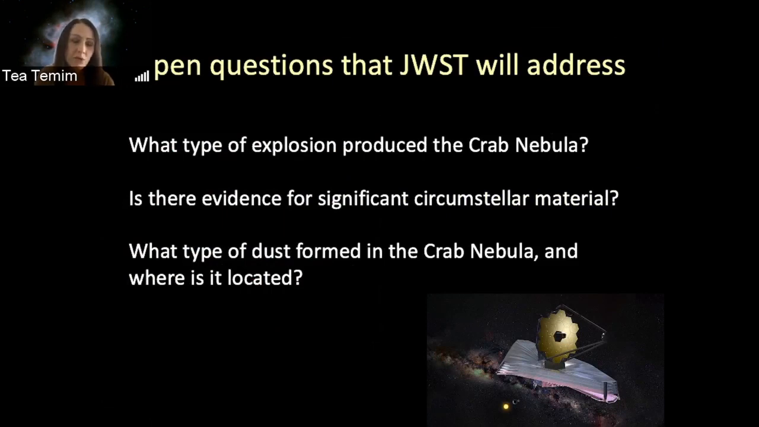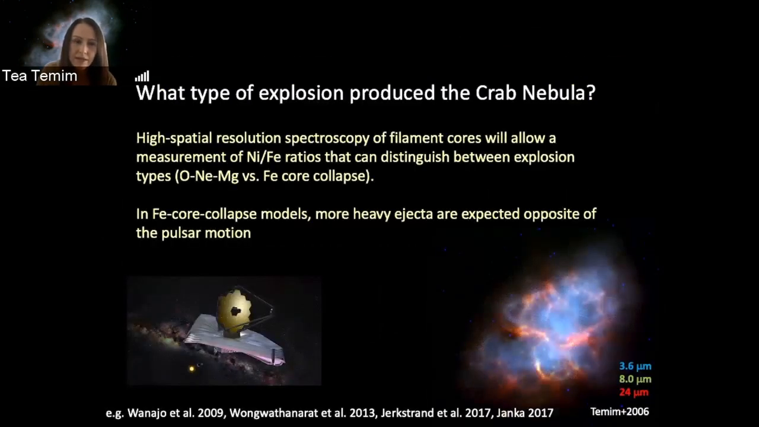So first, it will be able to address what type of explosion produced the Crab Nebula, and whether there is evidence for significant circumstellar material that might explain that supernova luminosity. And related to that, James Webb will be able to determine the type of dust that formed in the Crab Nebula and where it is located. And through that, we would study any presence of circumstellar material. So I would like to go through and address each of these questions and tell you how James Webb will be able to do that.